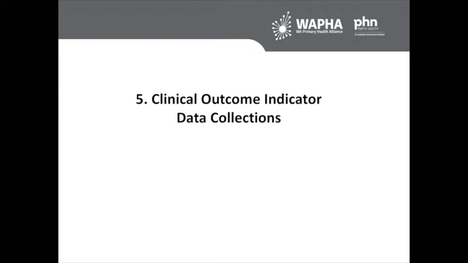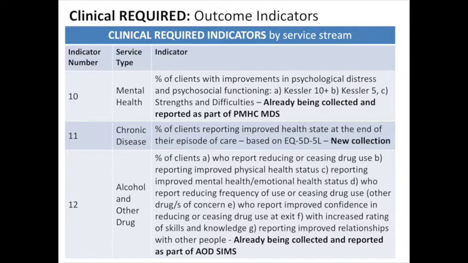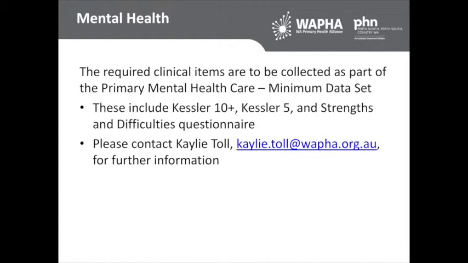Moving on to the clinical outcome indicator data collections. As specified before, if you are administering a mental health or an alcohol and other drug service, you will already be collecting these and already have this in place as part of your standard processes. If you are operating a chronic disease program, there will be a new data collection for you based on a tool called the EQ5D5L.